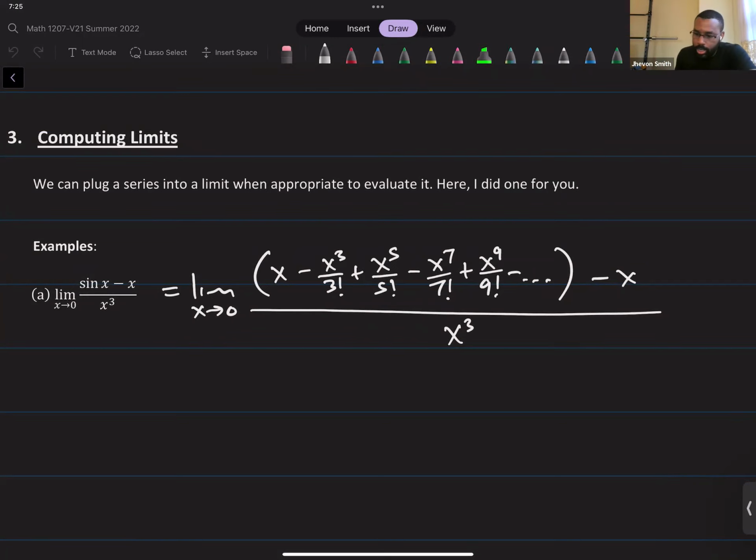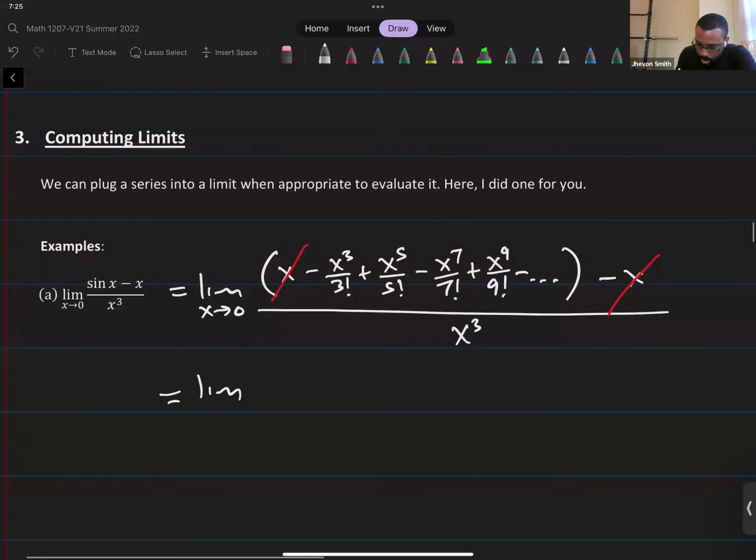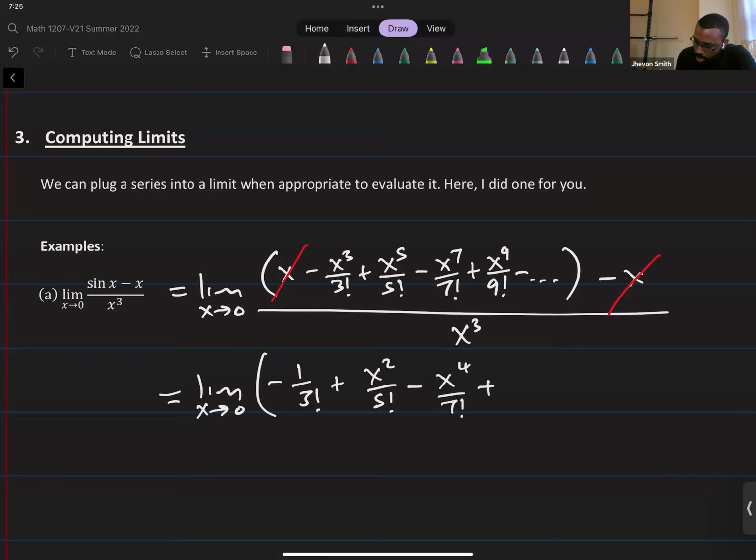But here you can quickly see that your x kills the x, and dividing the x cubed into everyone on top, you would end up with minus 1 over 3 factorial plus x squared over 5 factorial, minus x to the 4th over 7 factorial, plus x to the 6th over 9 factorial, etc. These actually don't even matter because your x is going to 0. So all of these terms go away.